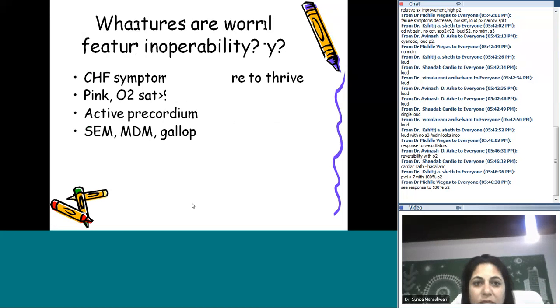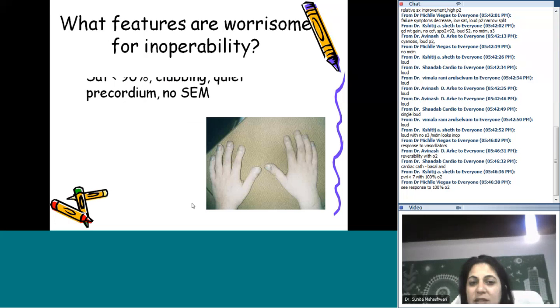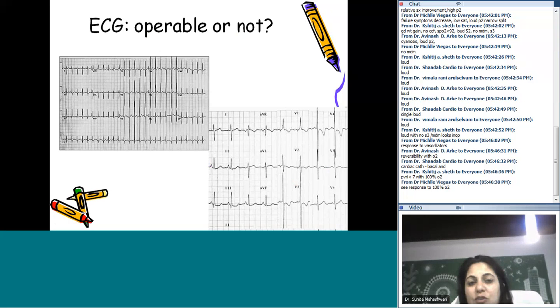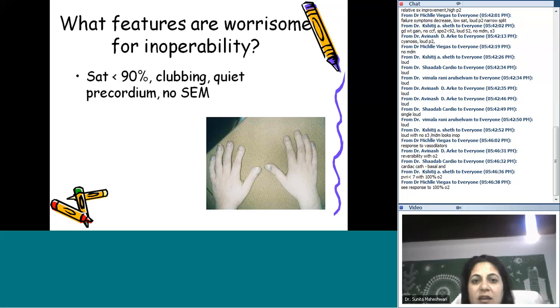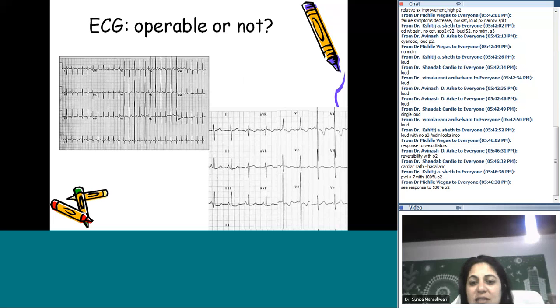Features worrisome for inoperability: sat less than 90%, quiet precordium, no systolic ejection murmur. Now when you have a doubt, so when you're in this category of patients where you're worried about inoperability, you are going to next look at your tests: ECG, X-ray and echo, right, to determine. So we're going to look at a couple of these diagnostic tests. Now we've moved from science to your diagnostics.